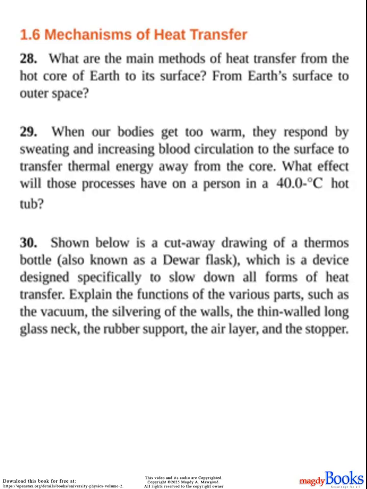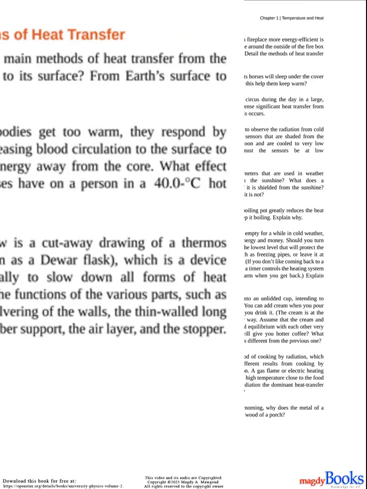30. Shown below is a cutaway drawing of a thermos bottle, also known as a Dewar flask, which is a device designed specifically to slow down all forms of heat transfer. Explain the functions of the various parts, such as the vacuum, the silvering of the walls, the thin-walled long glass neck, the rubber support, the air layer, and the stopper.